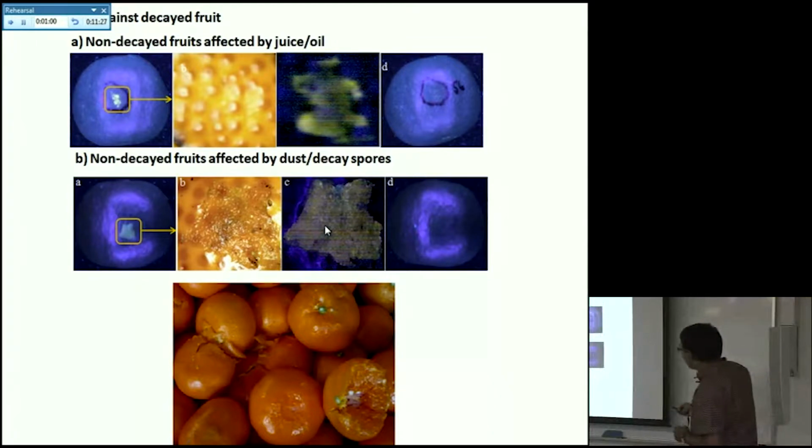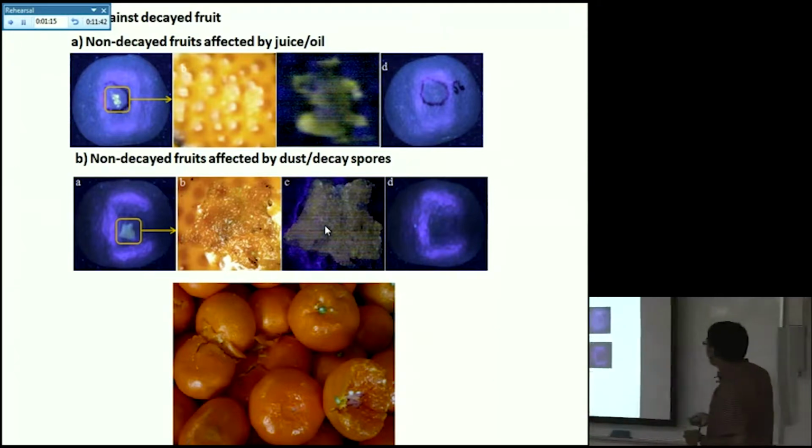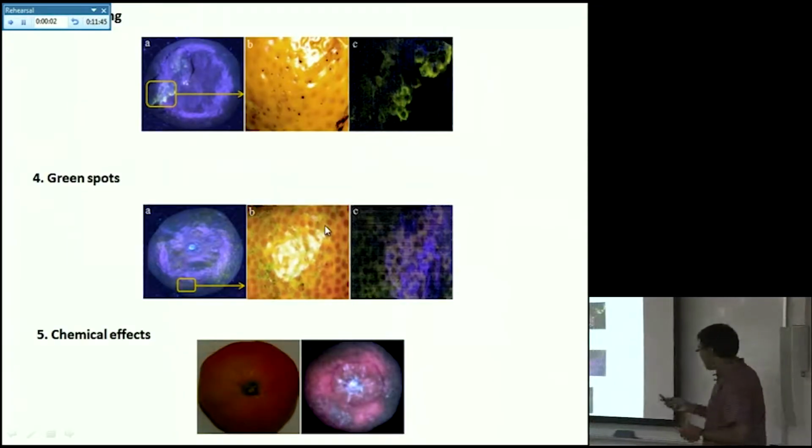And secondly, you see this is some dust, not the fruit peel itself. Some dust pieces are attached to the surface, and this dust is fluorescent. However, after washing, we cannot see this. So this is another reason for fluorescence patterns. And the third one is rim puffing.